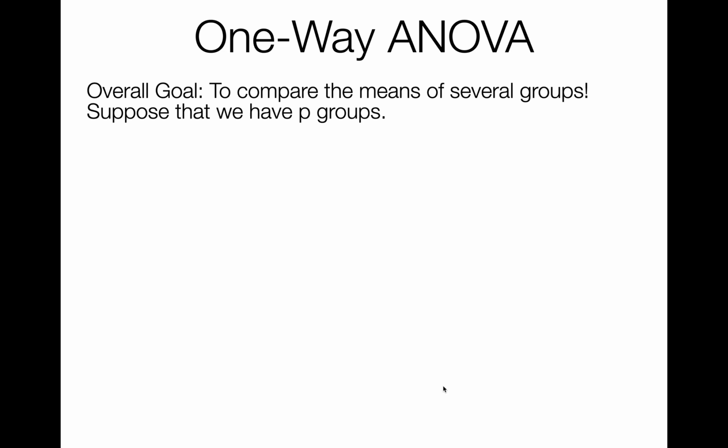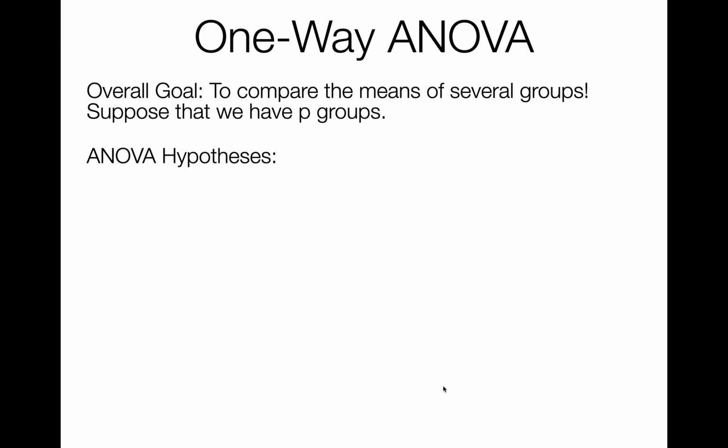ANOVA stands for analysis of variance. So we're analyzing variances, which is what we talked a lot about in the last video. The overall goal of an ANOVA model is to compare the means of several groups, usually more than 3, but it's applicable from 2 on. Suppose that we have P groups. P is like a variable thing. I could have one group, 2 groups, 3 groups, 4 groups, and so on.